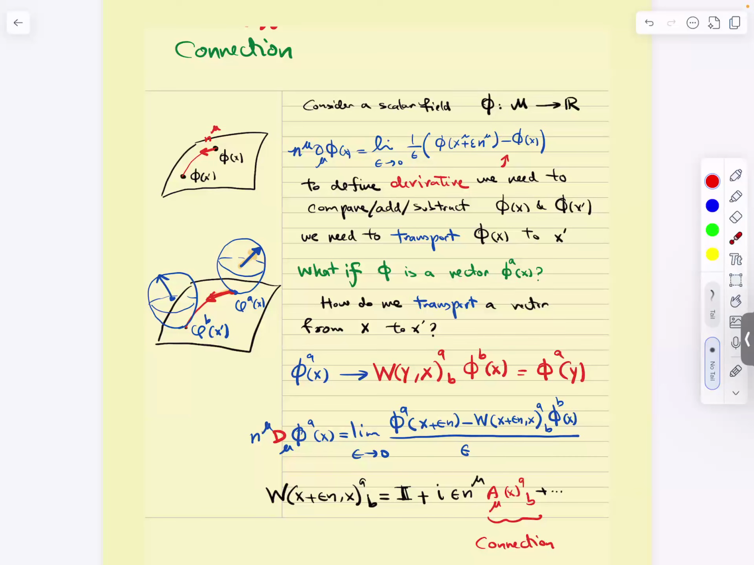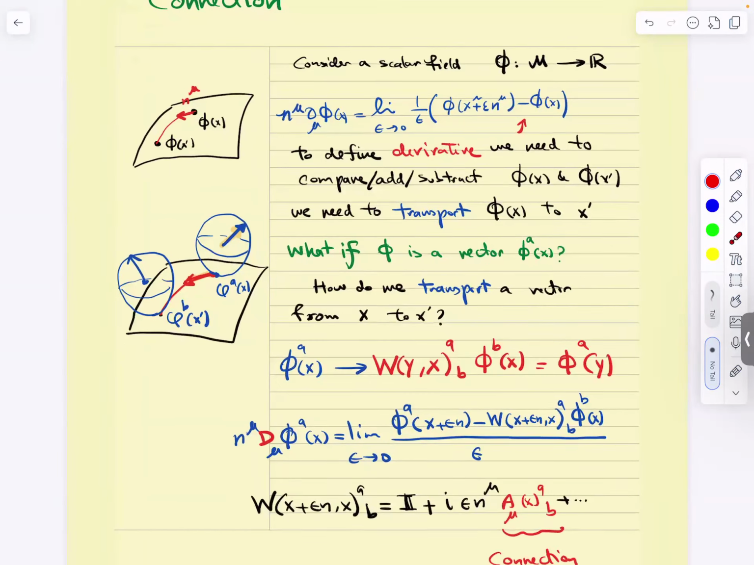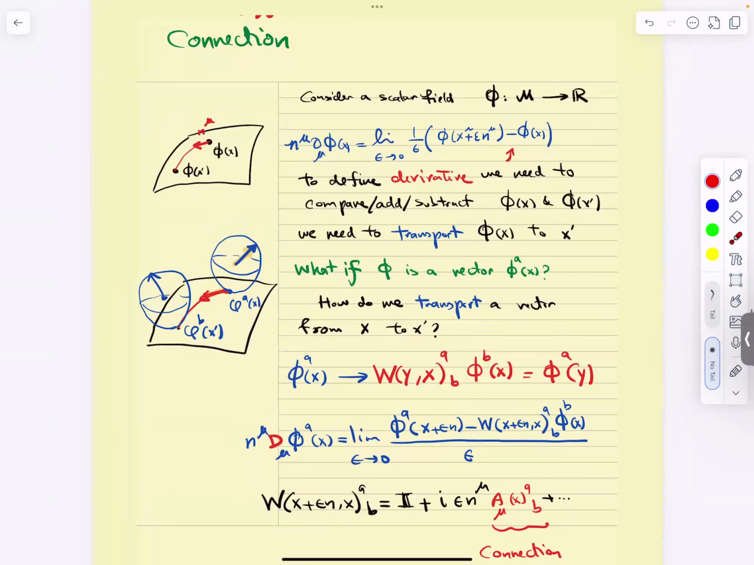First, by virtue of the fact that we want to define a derivative, we must have a connection. What is a connection? Well, what is a derivative? You have a manifold and you're moving in some n^mu direction. n^mu ∂_mu of phi is defined to be the limit of epsilon going to 0 of 1 over epsilon times this. So to be able to define a derivative, you must have a way of comparing, adding, and subtracting phi of x and phi of x prime. Said differently, you must have a way of transporting phi of x to x prime.